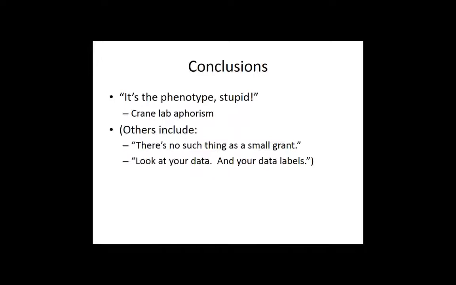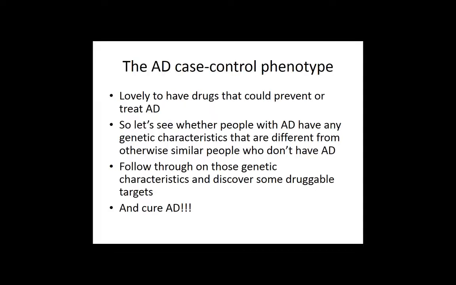There's not a ton of aphorisms in my lab, but the other ones are: there is no such thing as a small grant. Every grant is important to be cherished, striven for, etc. And the third one is look at your data and look at your data labels, very key. So those are the three that we have. But the first one is, it's the phenotype, stupid.